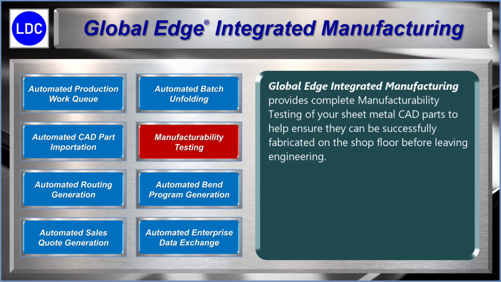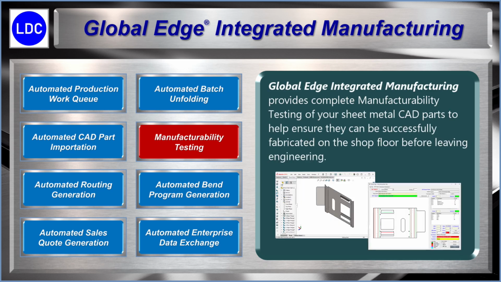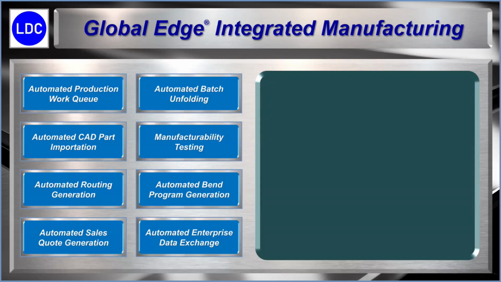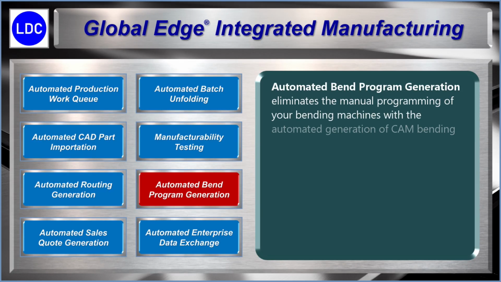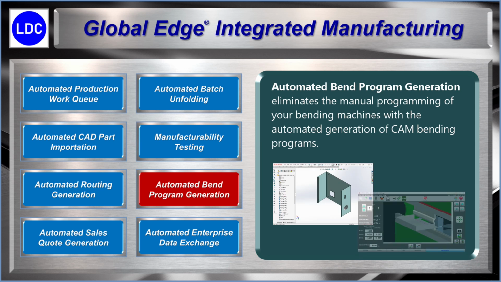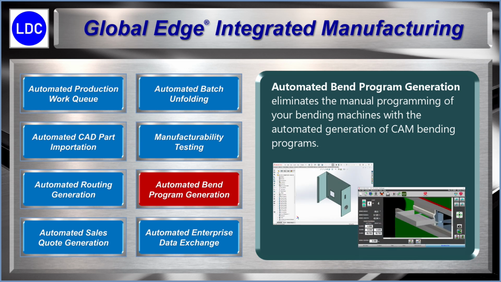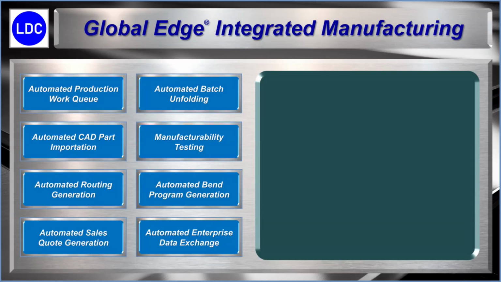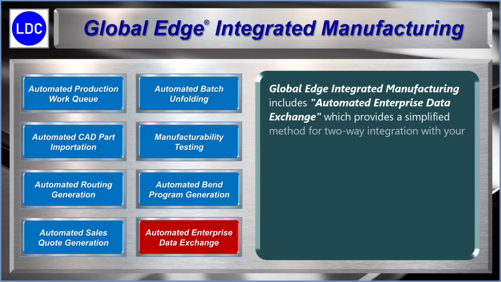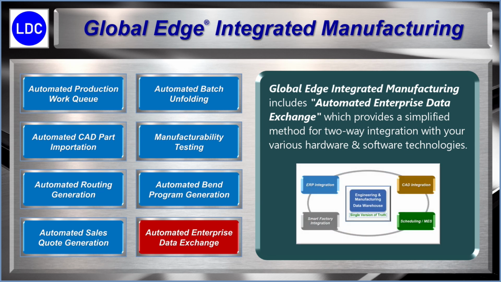Global Edge Integrated Manufacturing provides complete manufacturability testing of your sheet metal CAD parts to help ensure they can be successfully fabricated on the shop floor before leaving engineering. Automated bend program generation eliminates the manual programming of your bending machines with the automated generation of CAM bending programs. It also includes automated enterprise data exchange, which provides a simplified method for two-way integration with your various hardware and software technologies.